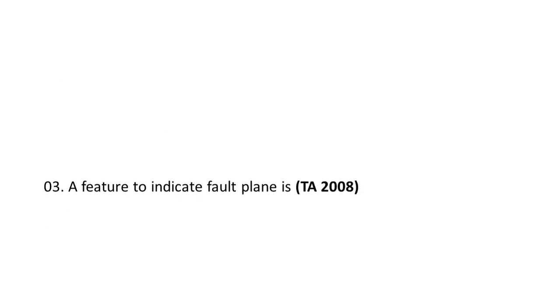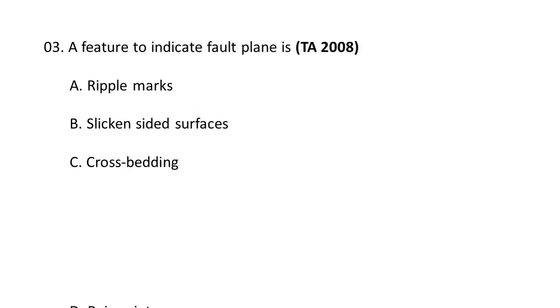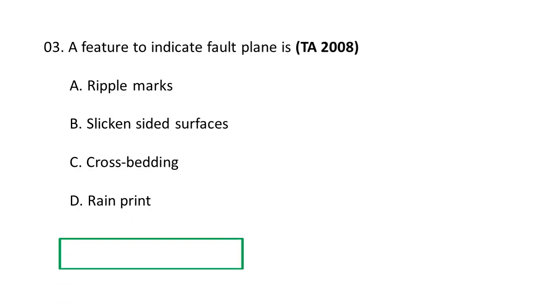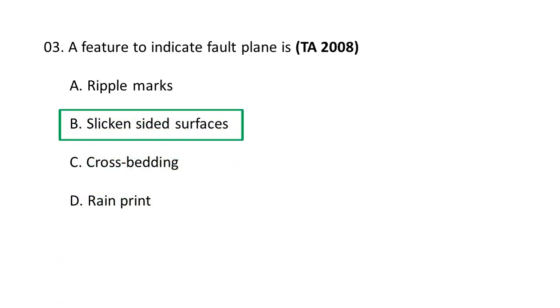Next question. A feature to indicate fault plane is A ripple marks, B slickensided surfaces, C cross bedding and D rain print. So the correct option is B slickensided surfaces. Slickensides are striations or lineations on a fault plane that indicate the direction of fault movement, and so these are created by friction and abrasion between two blocks of rock that slide past each other along a fault plane. So a feature to indicate the fault plane is slickensided surfaces. B is the correct option.